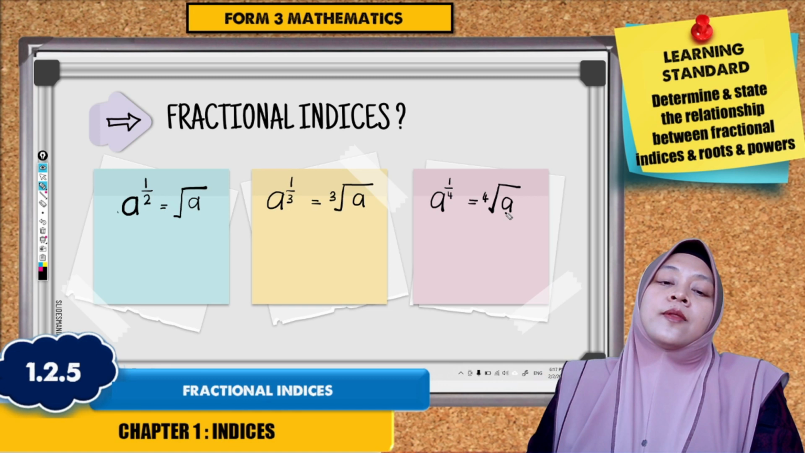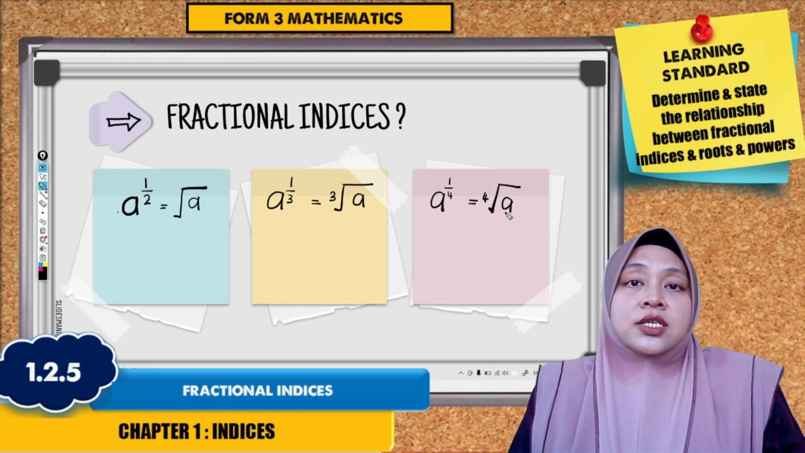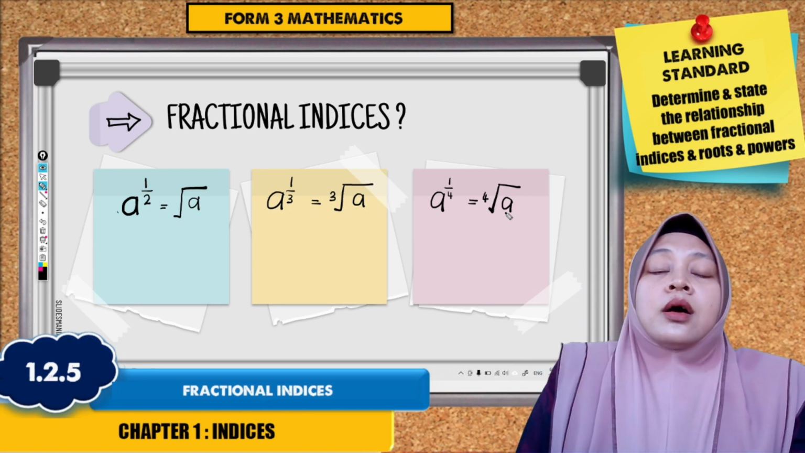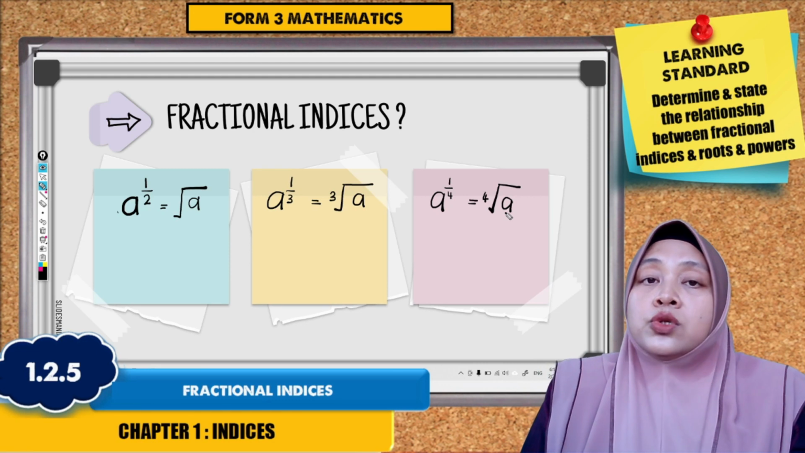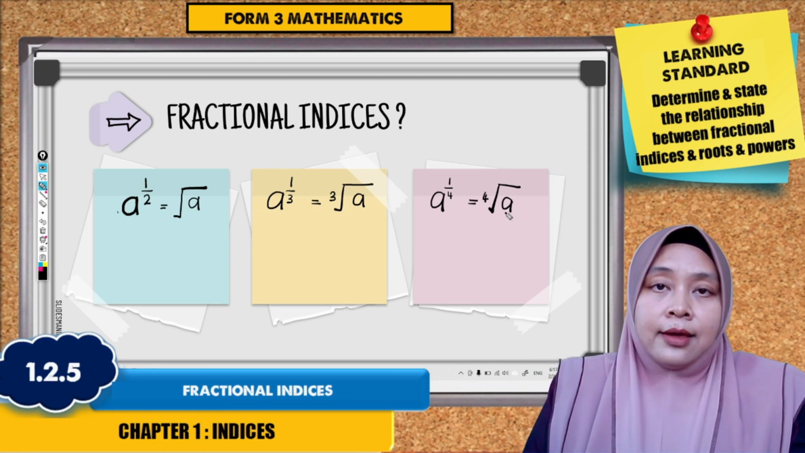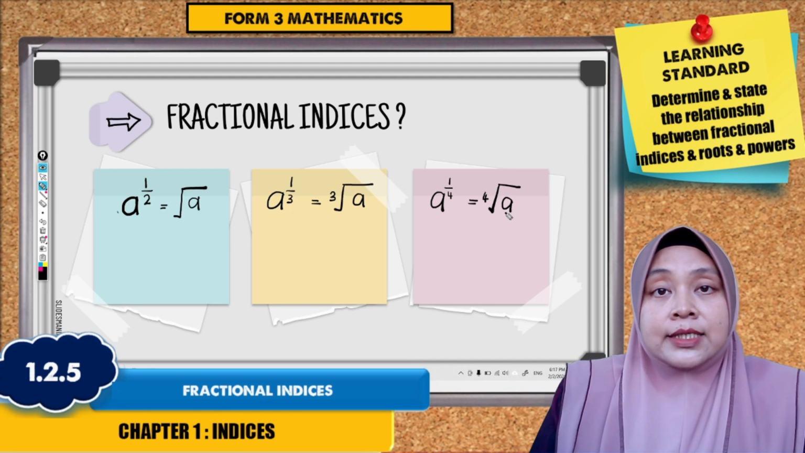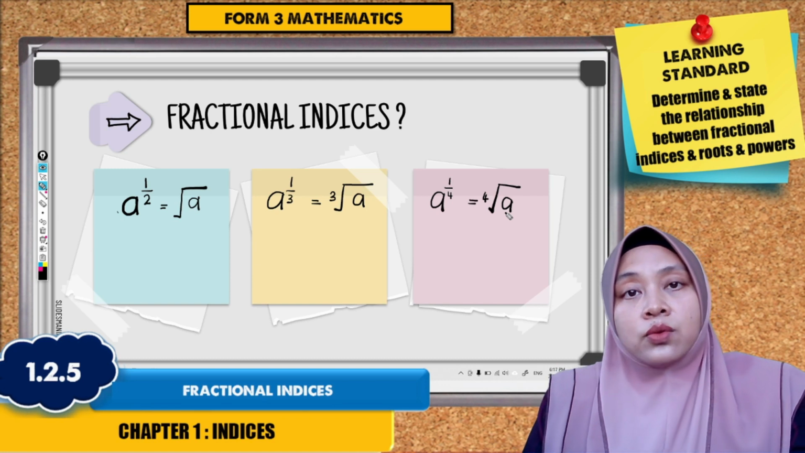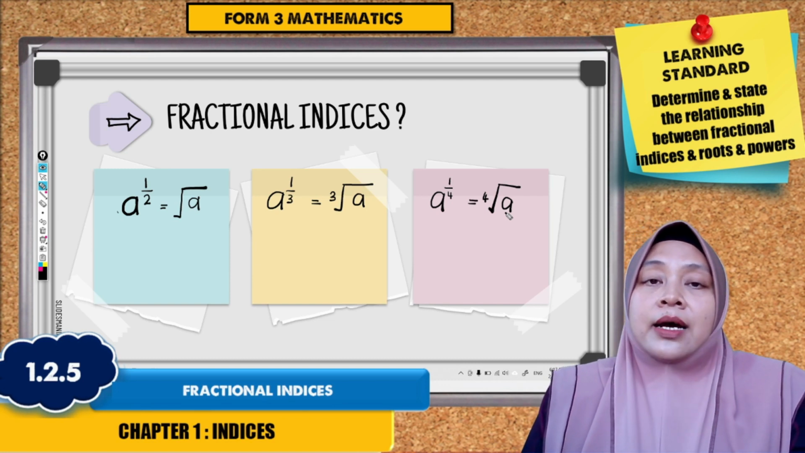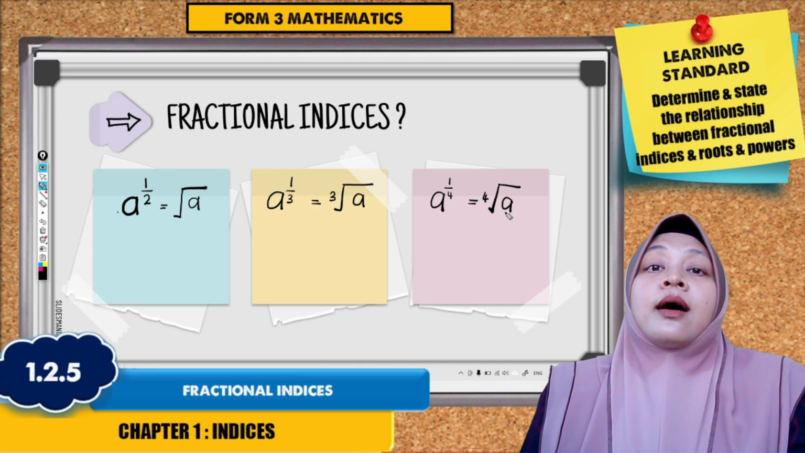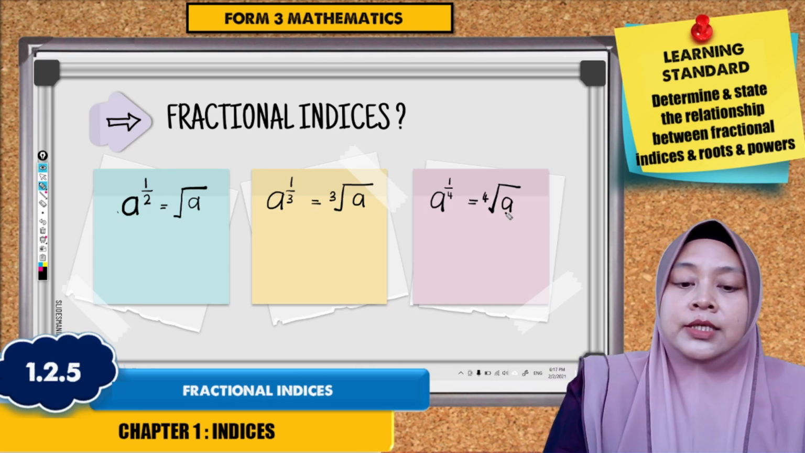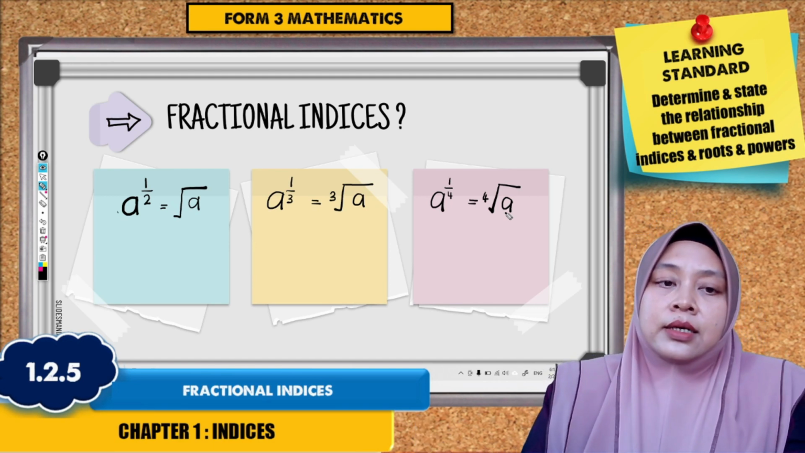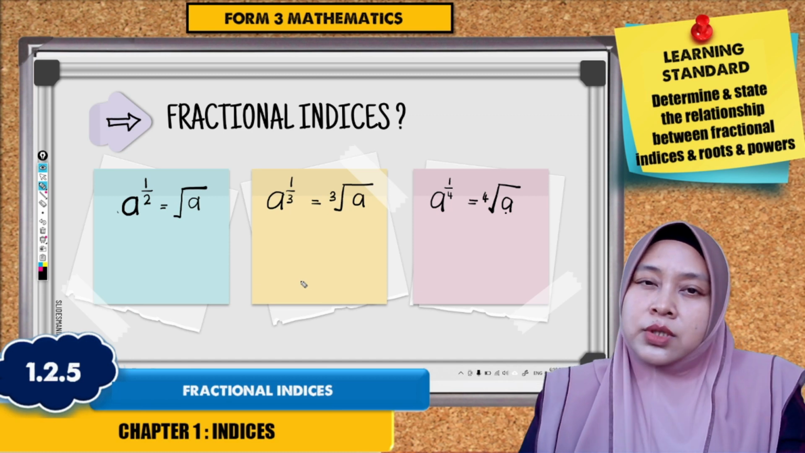Kan? Then, a to the power of 1/3 ataupun a kuasa 1/3, akan mendapat nilai bersamaan dengan punca kuasa 3a. Or, in English, we call it cube root of a. A kuasa 1/4 adalah bersamaan dengan punca kuasa 4a. Okey, jangan risau, kita akan teruskan. Bagaimana untuk mendapatkan cara ni? Saya harap kamu dapat ikut untuk setakat ini.